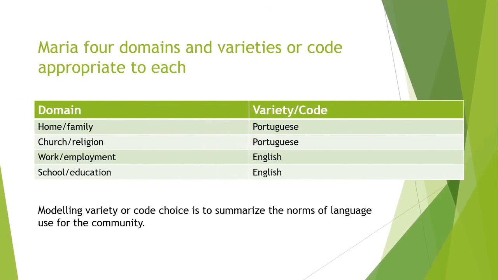The purpose of modeling variety or code choice is to summarize the norms of language use for a community. This table shows the variety or code that is appropriate to be used by Maria in a particular domain. For example, Portuguese is appropriate to be used in the home and church domains, and English is appropriate to be used in the work and school domains.